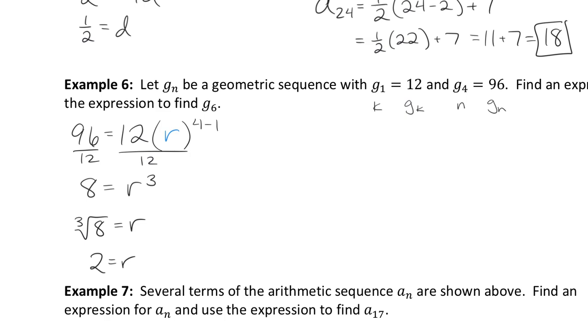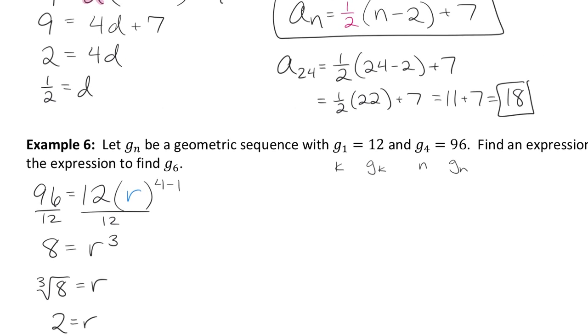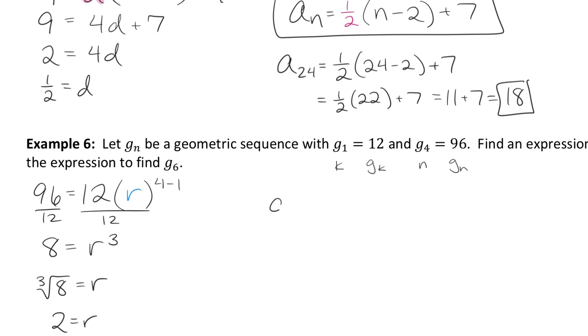Okay, so now that we have the r, we go back to the regular formula and we fill it in. We leave the n's there. This is g sub n equal to 12 times 2 raised to the n minus 1 power. There's our formula.